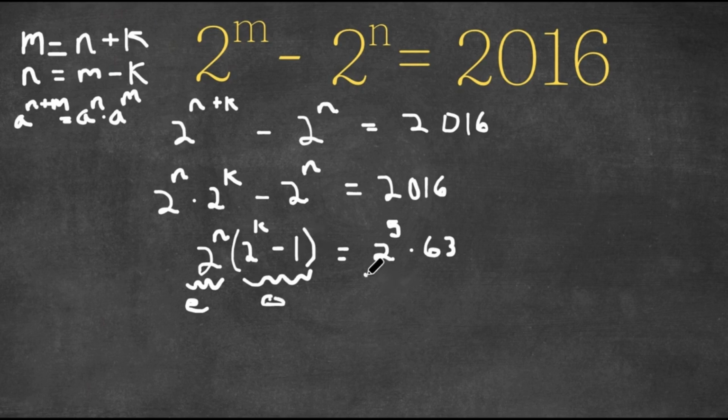And now from this, remember, this is even. 2 to the power of anything will result in an even number, and 63 is odd, so I'm writing O for odd. Now I'm going to set the evens equal to each other. So 2 to the power of n equals 2 to the power of 5. And because these two have the same bases, we know that the exponents are equal to each other, meaning n is equal to 5.